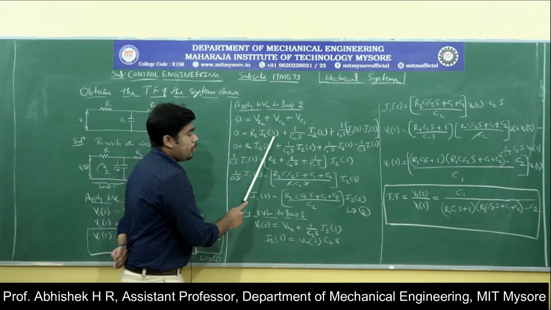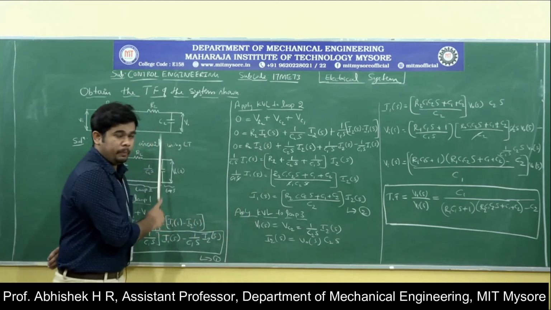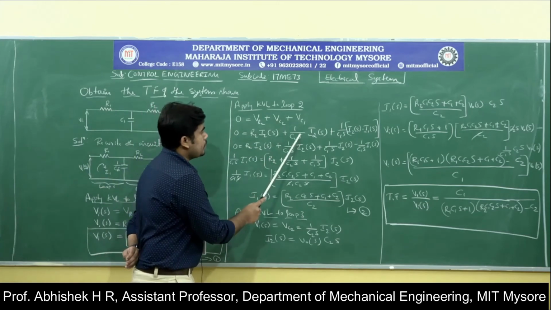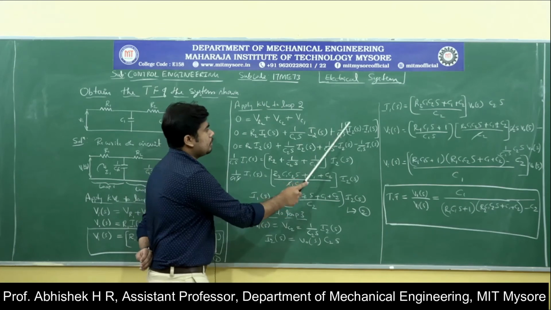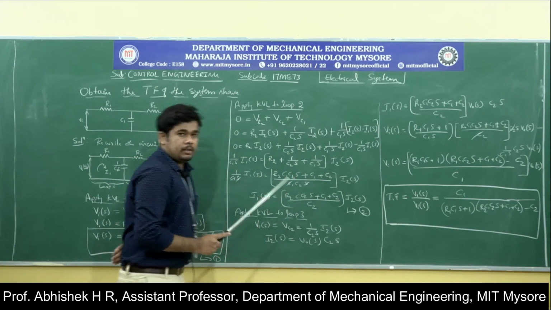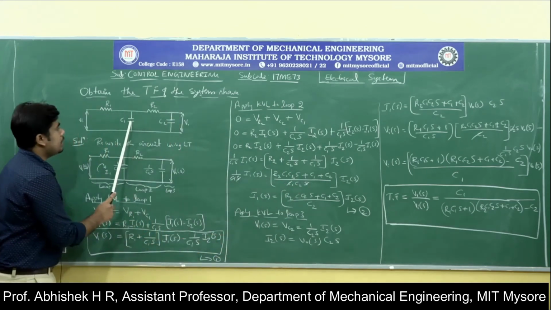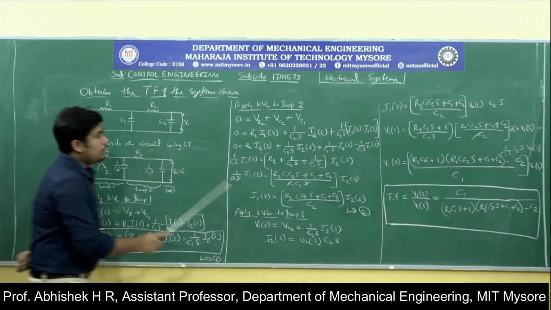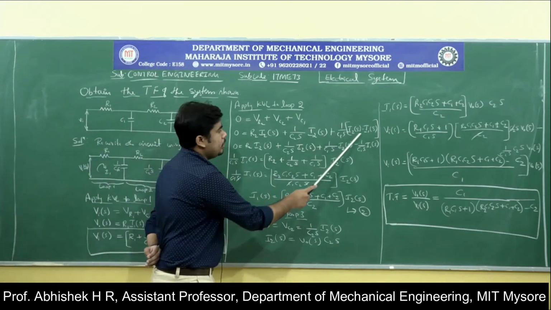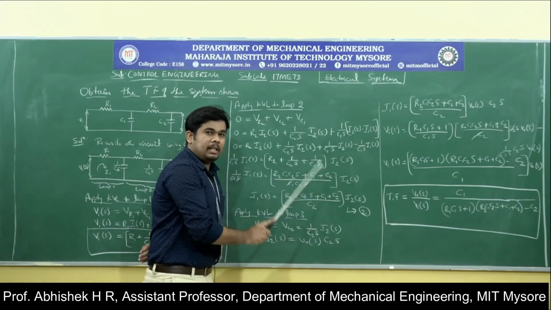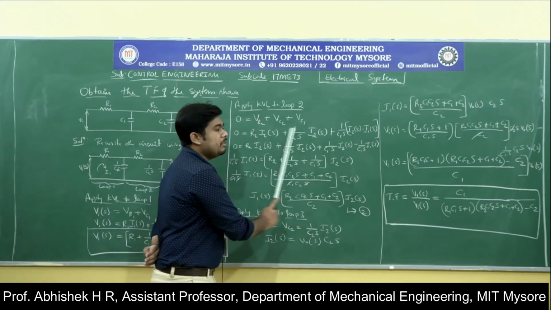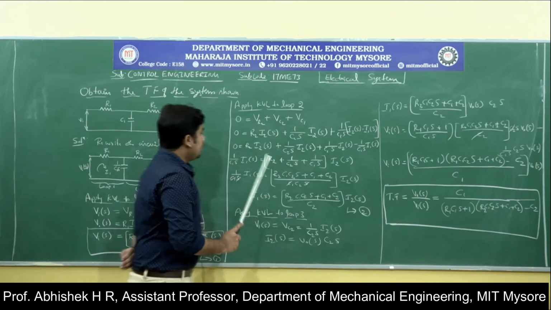Then I will just apply the Laplace transform in place of these 3 elements. So R2 into I2 of S with respect to loop 2, and in capacitance 2, 1 by C2 into S into I2 of S, plus I have capacitance 1 also here because it is related to loop 2 also. So 1 by C1S into I2 of S minus I1 of S. I have just applied the Laplace transformation in place of these 3 elements.